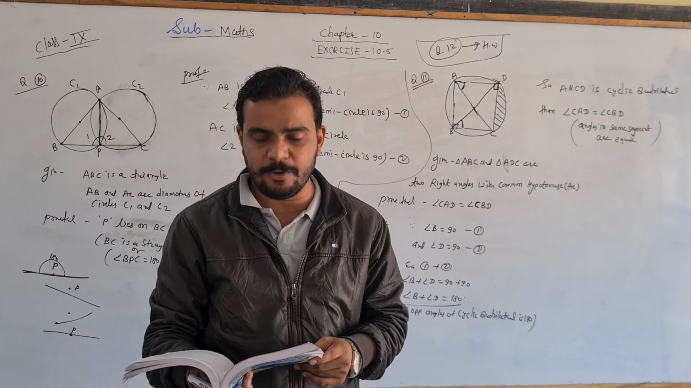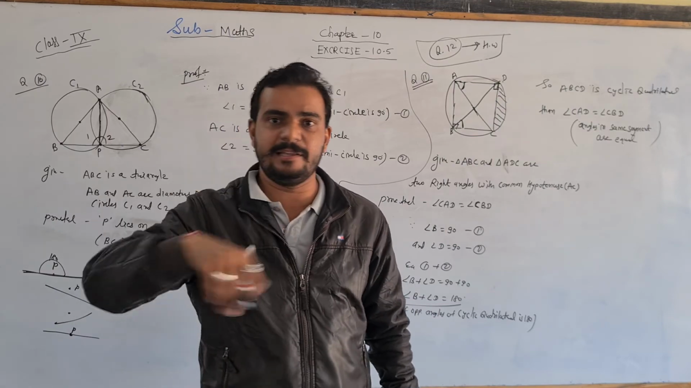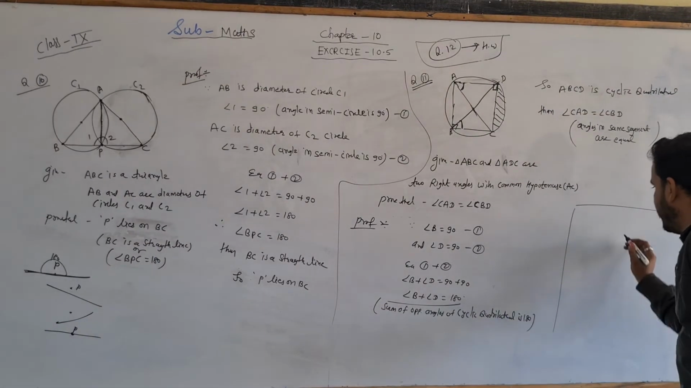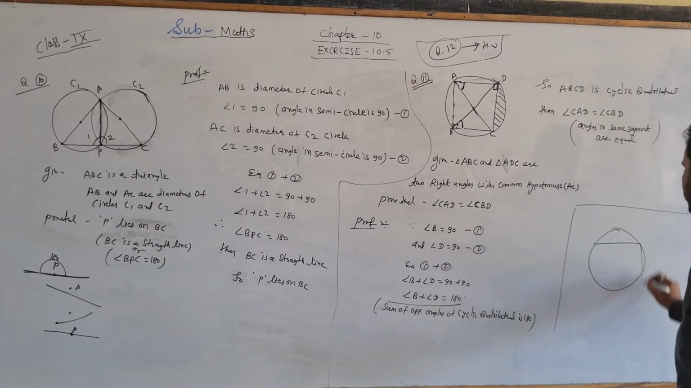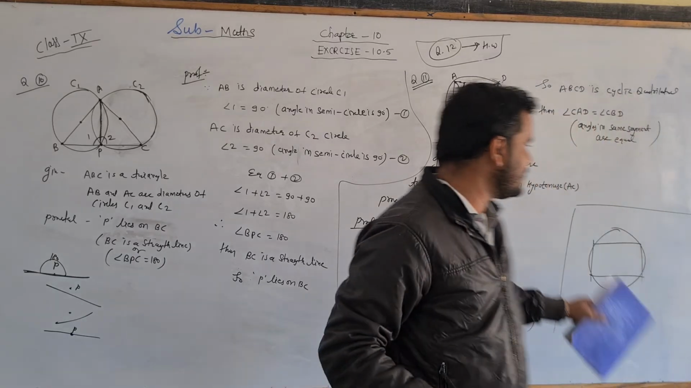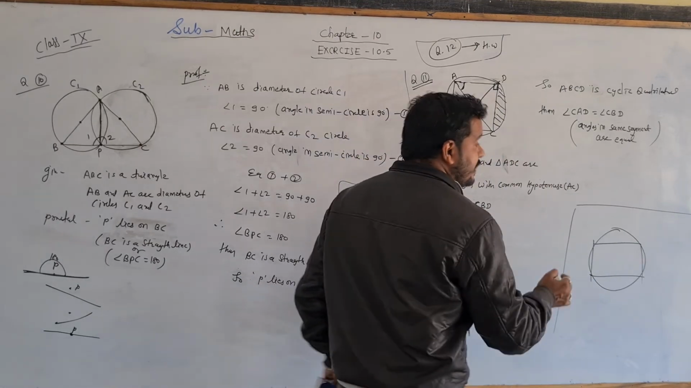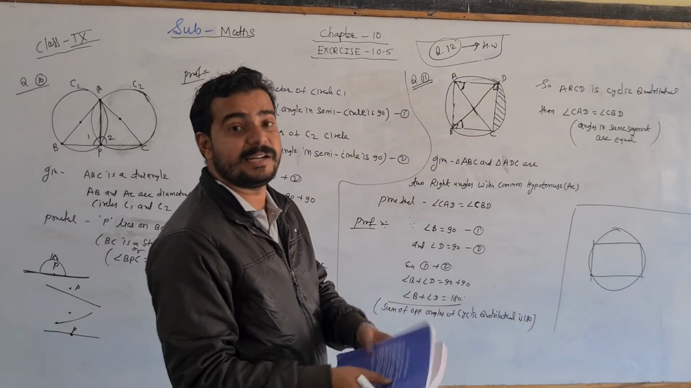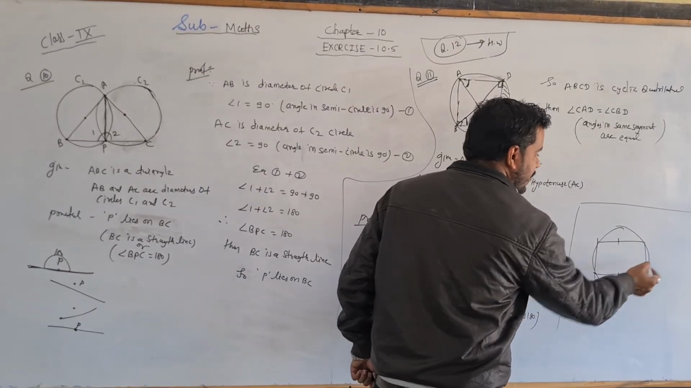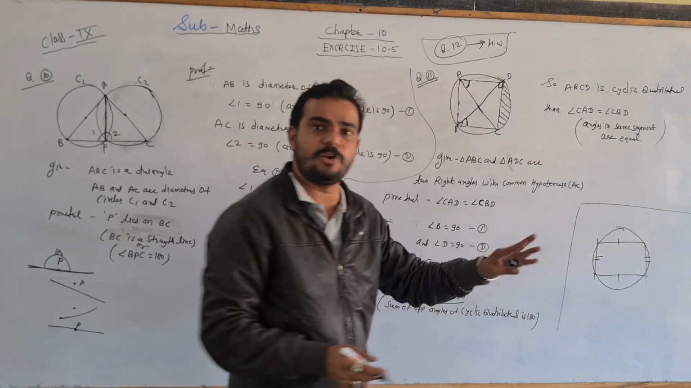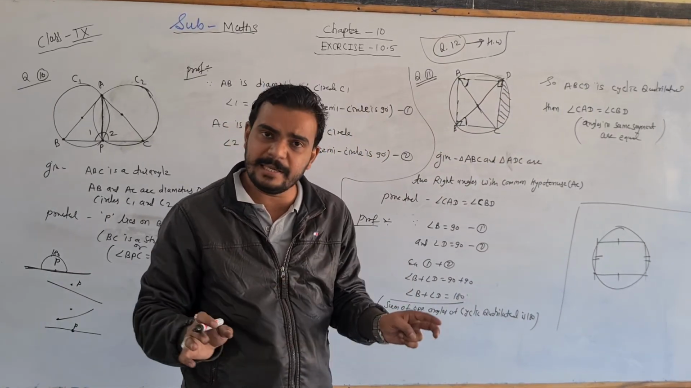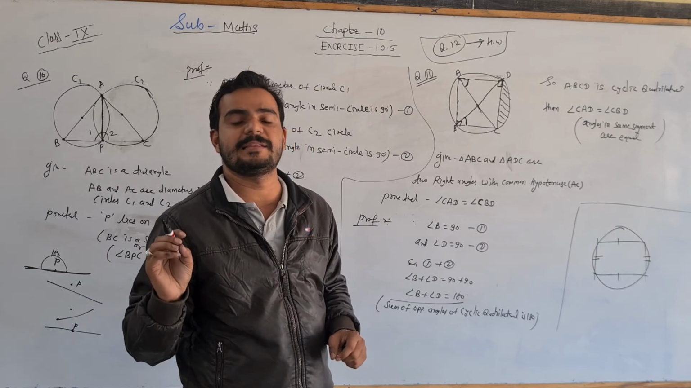Prove that a cyclic parallelogram is a rectangle. A parallelogram is given inside a circle. The given figure will be like this, a cyclic parallelogram. This is the parallelogram, and it is cyclic. So as it is a cyclic parallelogram, we have to prove that it is a rectangle. For the rectangle we have to prove that opposite sides are equal. As you know, the opposite sides of a parallelogram are also equal, so we do not need to prove this. We only have to prove that all angles are 90 degrees.